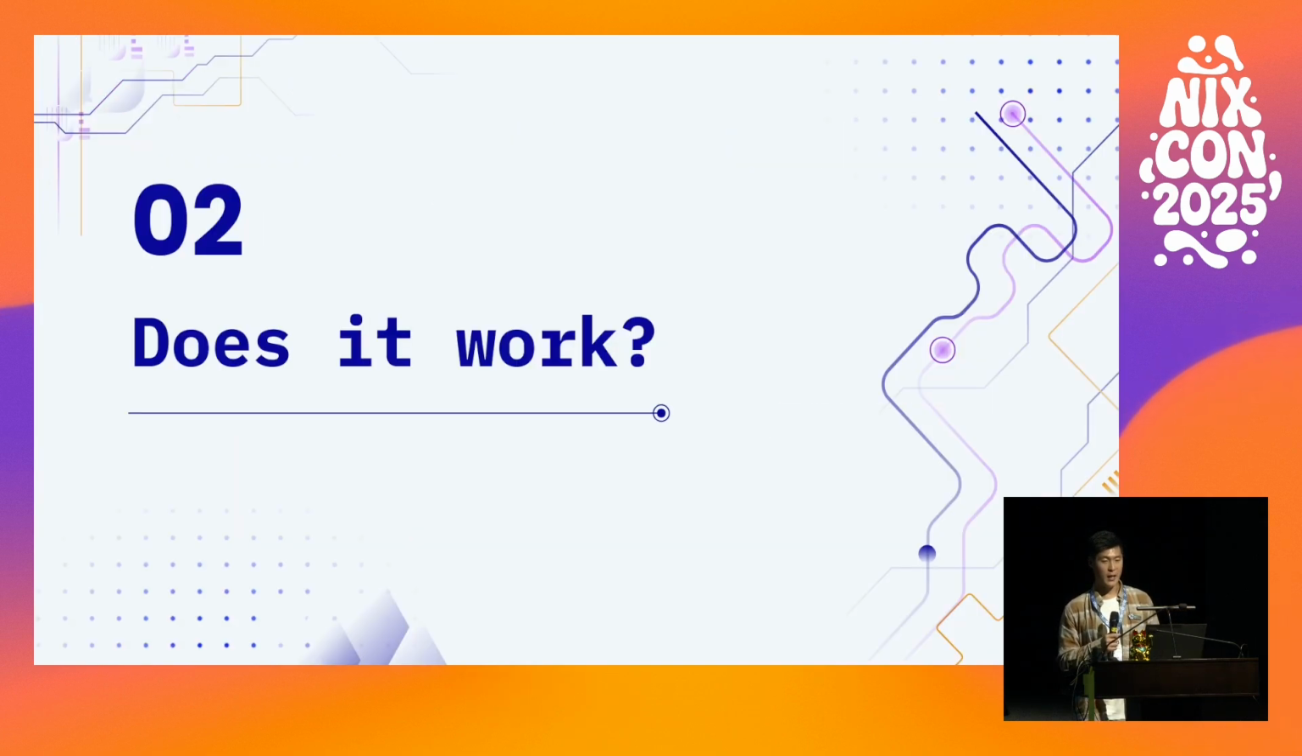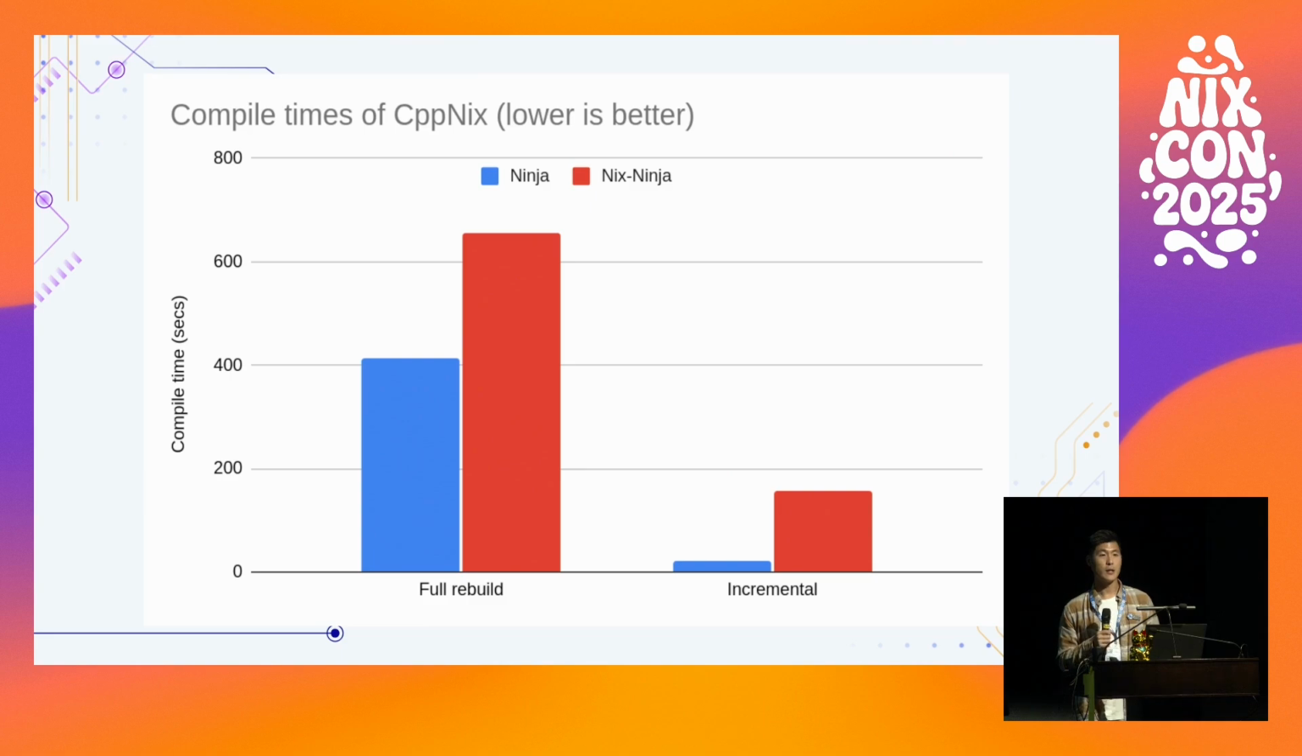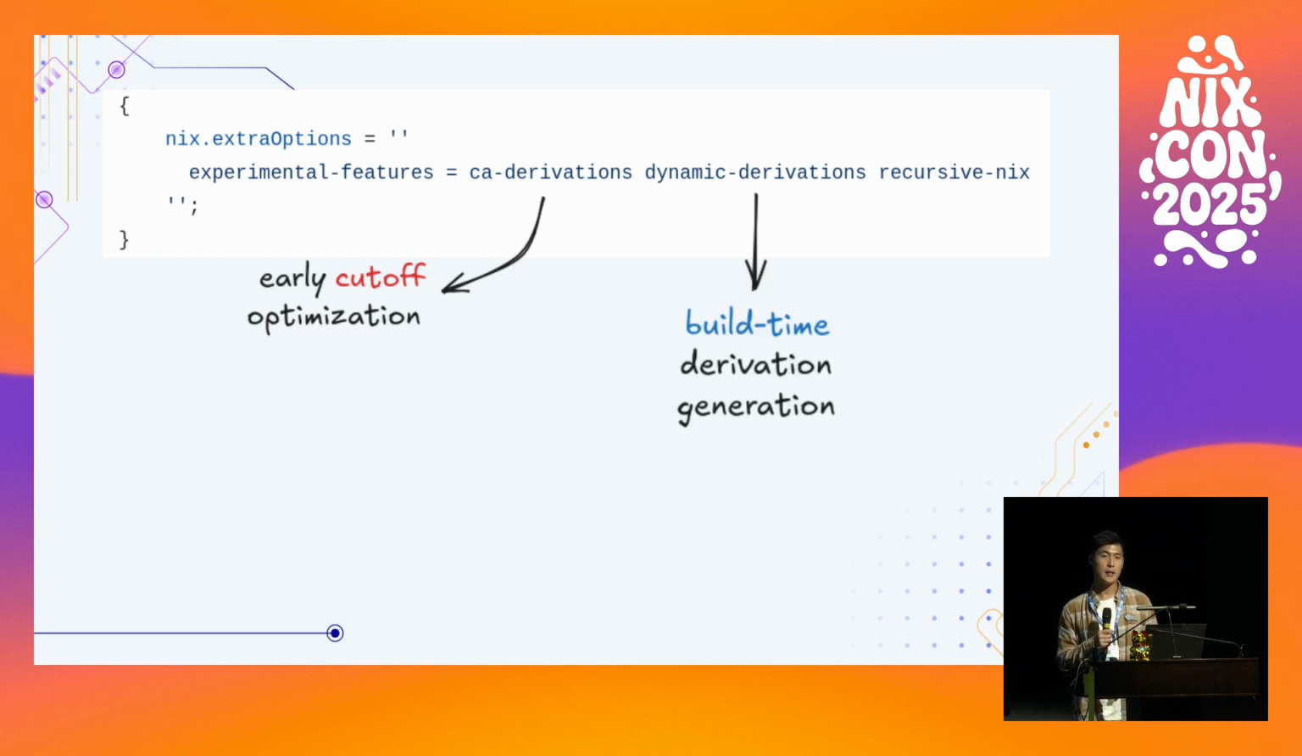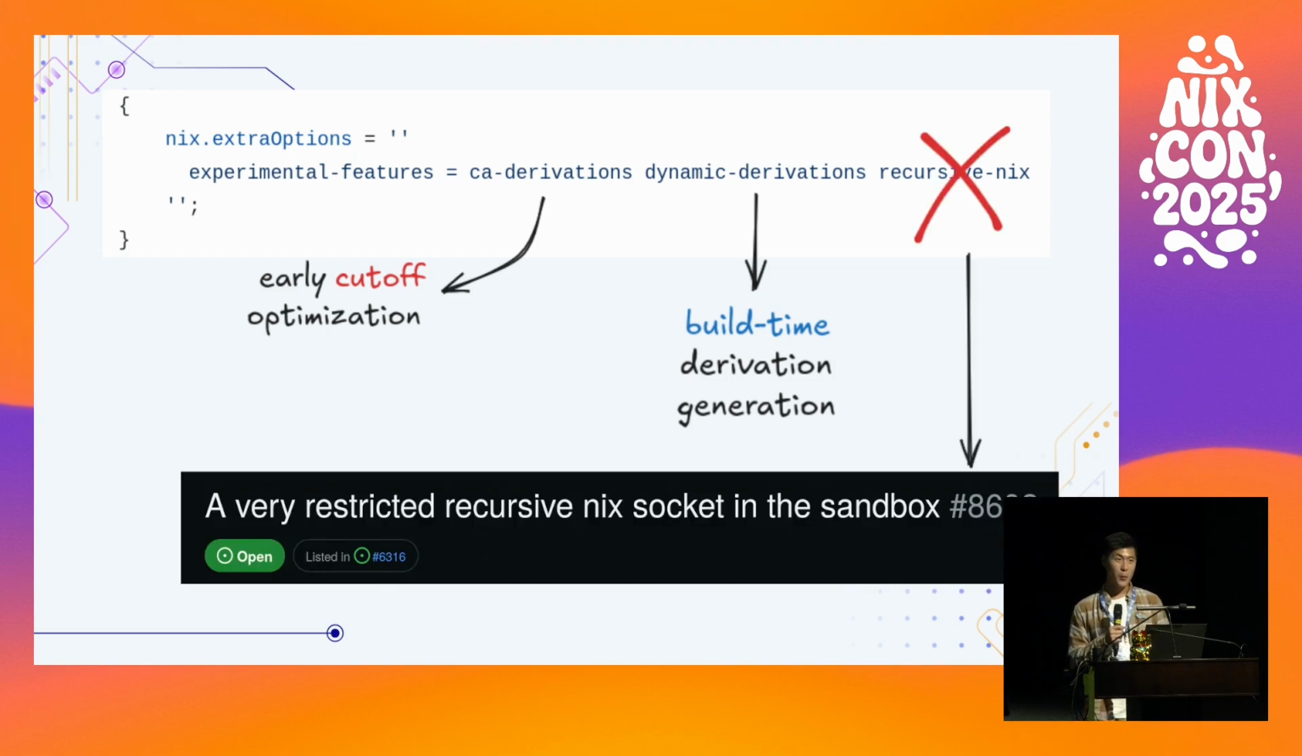So does it work? Nix Ninja can incrementally compile CppNix today, end-to-end, and the final executable works. But we haven't done any optimizations yet. You can see there's an overhead, but I think it's a good start. So it leverages experimental features: CA derivations for early cutoff. Dynamic derivations basically allow us to avoid IFD. And recursive Nix, I know, is a bit unpopular, but I think there's work in issue 8602 that may make progress in this space.